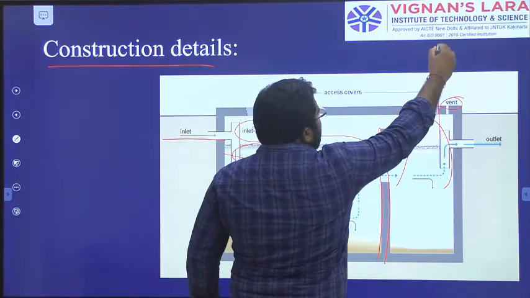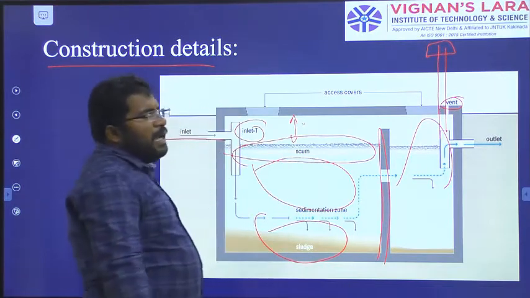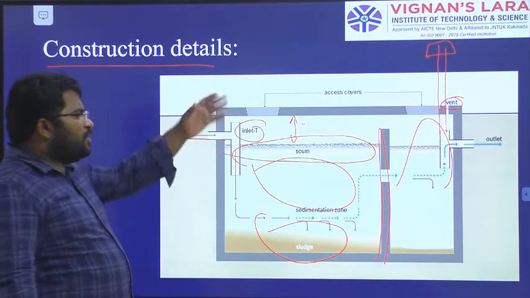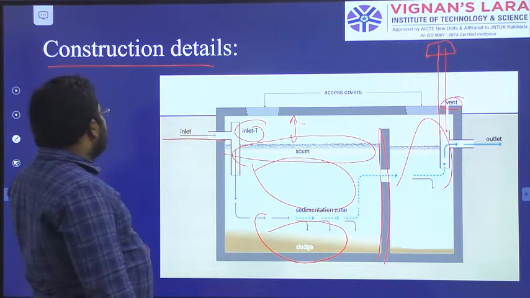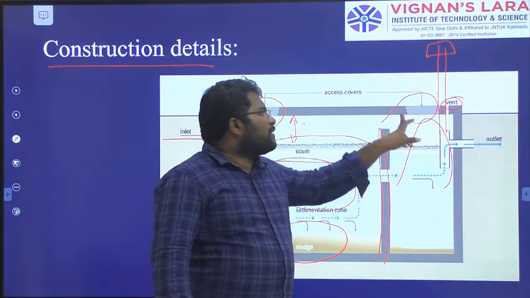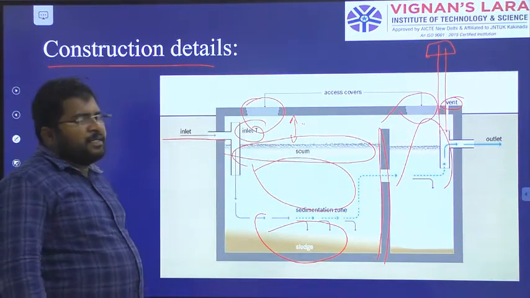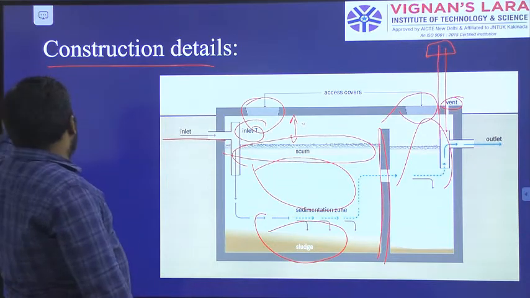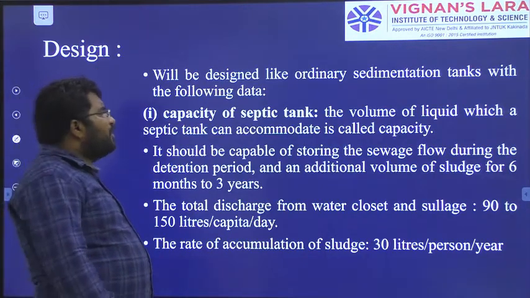Vent means one pipe is connected like this, so that the gases which are formed in the anaerobic process are released into the atmosphere without having any effect. Whenever you want to clean this, you provide a cover so that you can open it and clean the sludge which has accumulated at the bottom of the tank. So we already know about septic tank cleaners. Normally in daily life we see that.